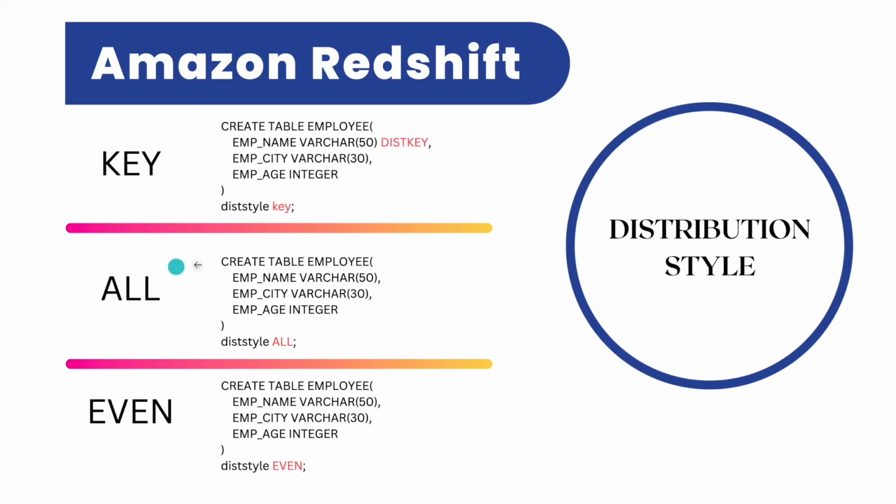Similarly for all, you can see here I have mentioned the dist style as all. So in this case, if I create a table like this, any row which I insert into this table will be moved to all slices. So if the table has 100 rows, all 100 rows are available in all the slices in the cluster. For even distribution style, I have to use the keyword even in my table definition.